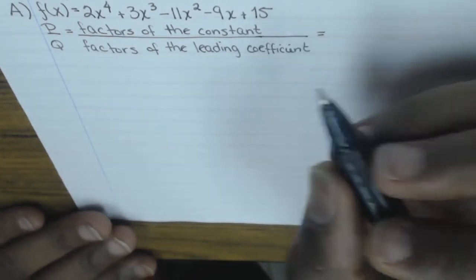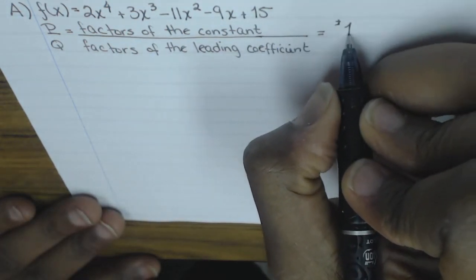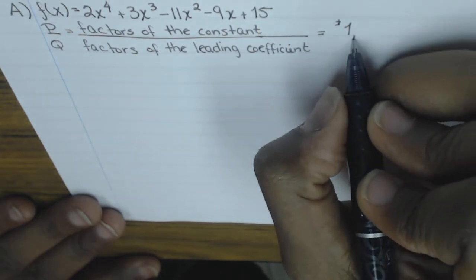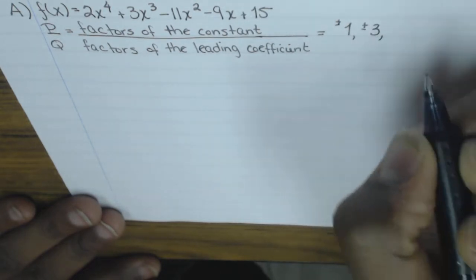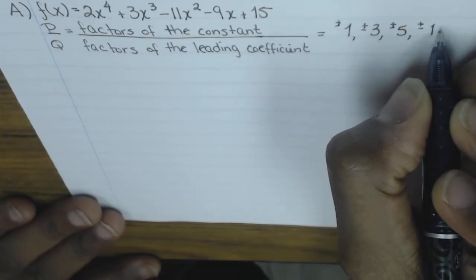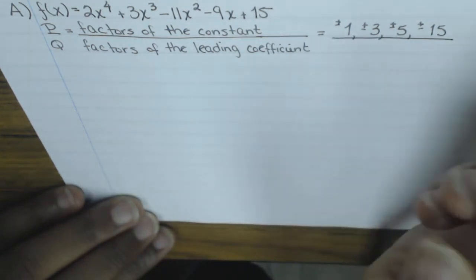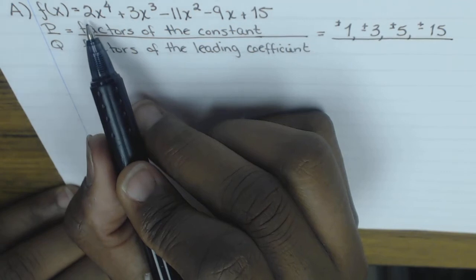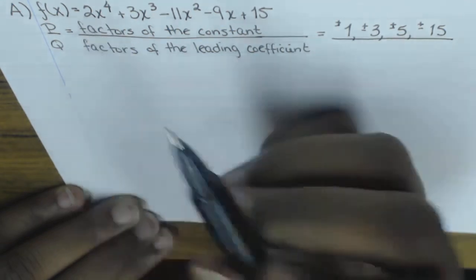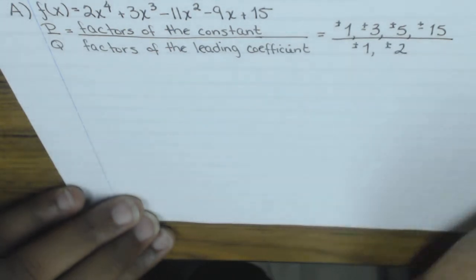So we're looking for factors of 15, that's my constant, and the factors of 15 are plus or minus 1, plus or minus 3, plus or minus 5, plus or minus 15. 1 times 15 is 15. 3 times 5 is 15. Over factors of my leading coefficient, in this case 2: plus or minus 1, plus or minus 2.